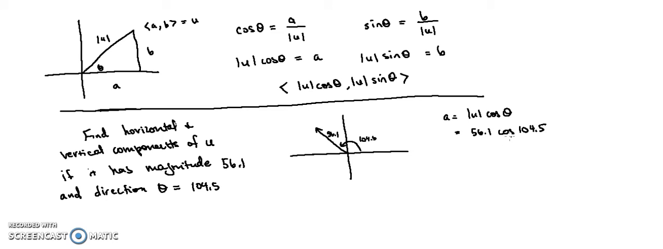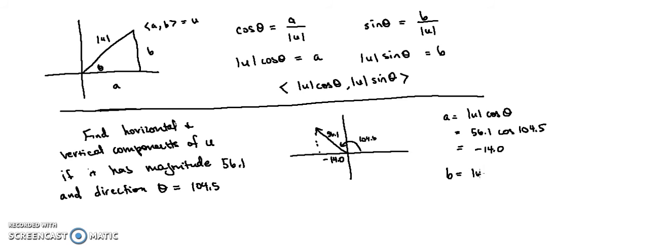So we've got 56.1 times cosine 104.5, and that should give us negative 14.0. So our A is negative 14.0, and that makes sense because we can see from our theta, we're going to have to be in the second quadrant. That's going to have to be negative to put us in the second quadrant.